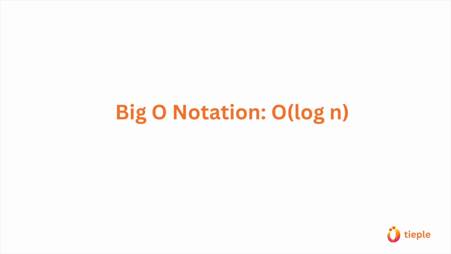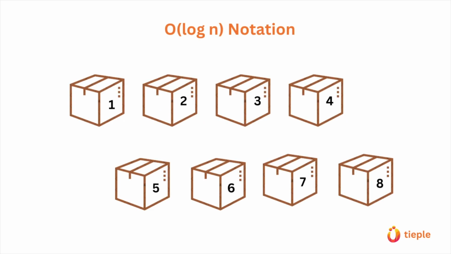Imagine you have 8 closed boxes containing numbers from 1 to 8 in ascending order. Let's say you want to find the number 7. One option is you could check each box one by one. But what if you had 1000 boxes? Checking one by one would take forever.